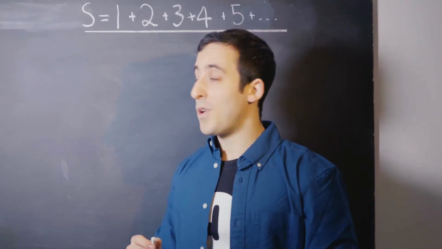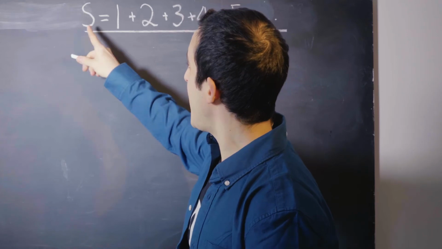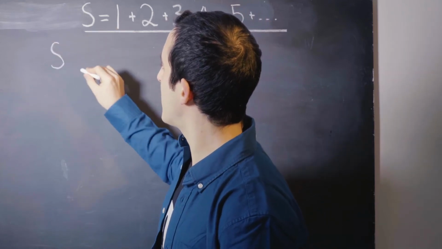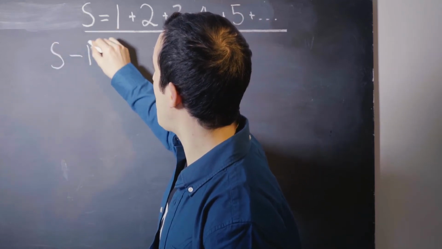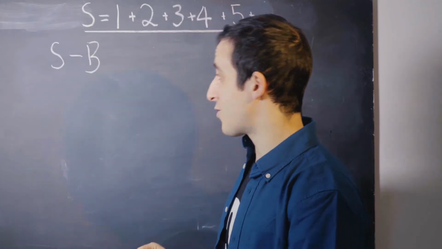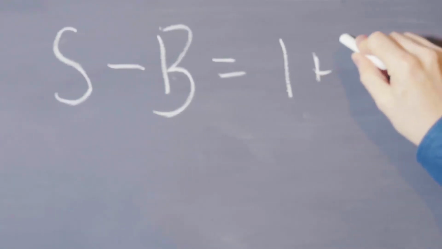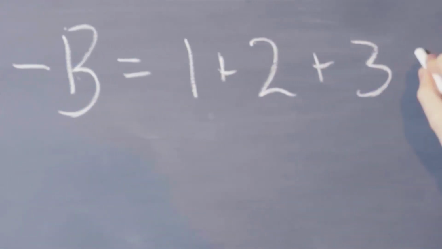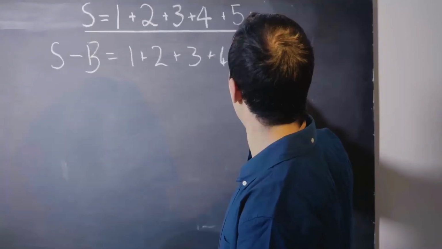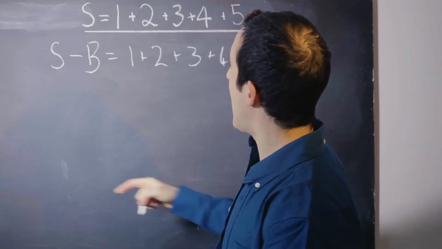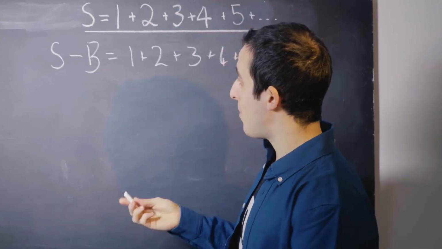The last step we have to do is this. We take s, our sum of natural numbers, and we subtract from it b, the alternating sum of natural numbers, which we just calculated. So, let's write this out. We have s equals 1 plus 2 plus 3 plus 4 plus 5, and so on. And then minus b, remember.